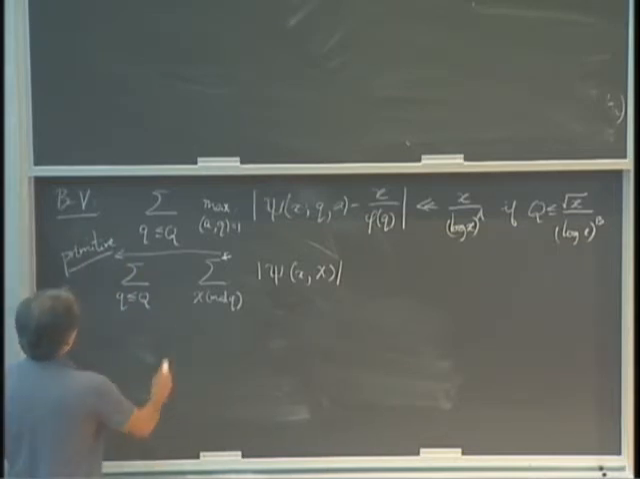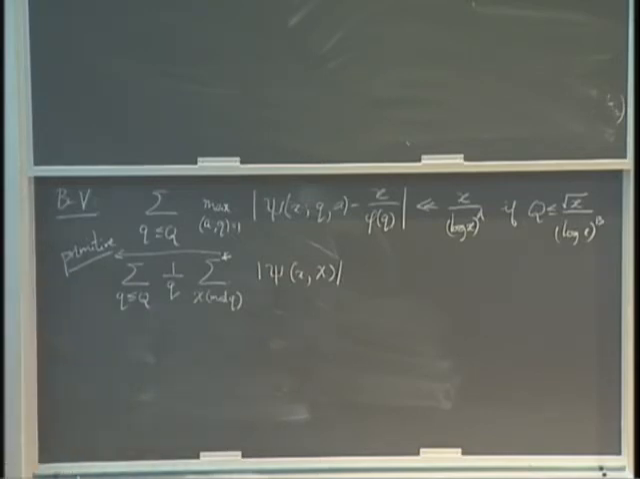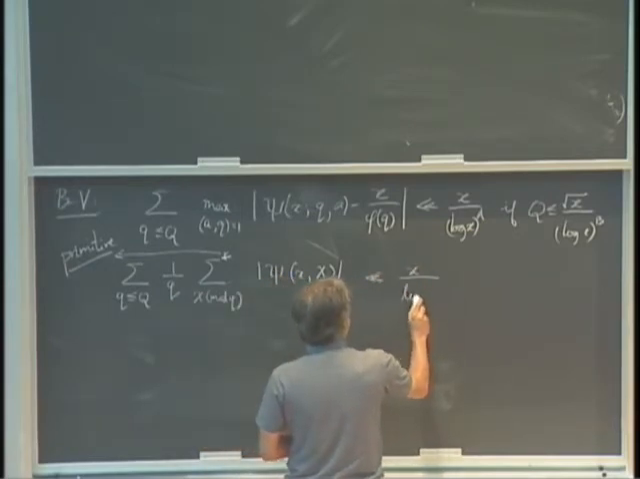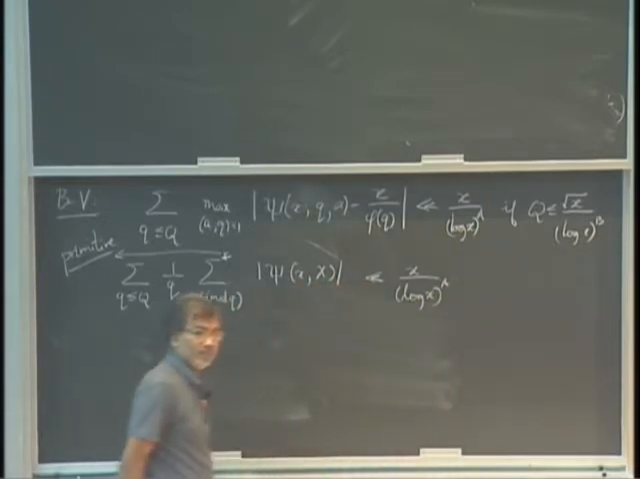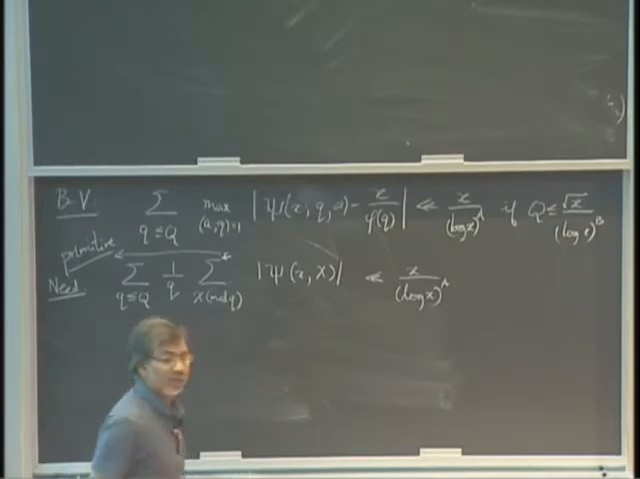Then we replace the phi of q by basically something of size 1 over q. Okay? And then the goal was to prove that this is bounded by x over log x to the A, for an arbitrary A. So we reduced it to this. And our tool to do this is going to be the large sieve.